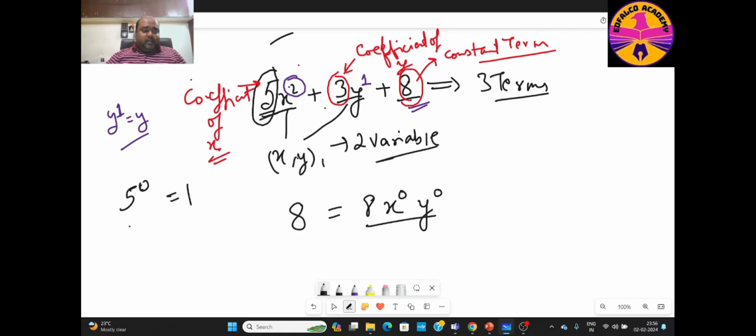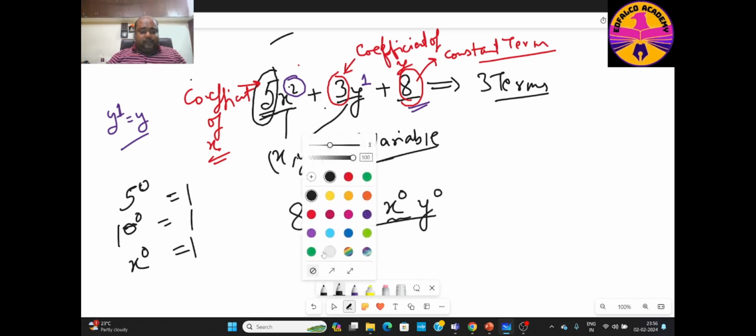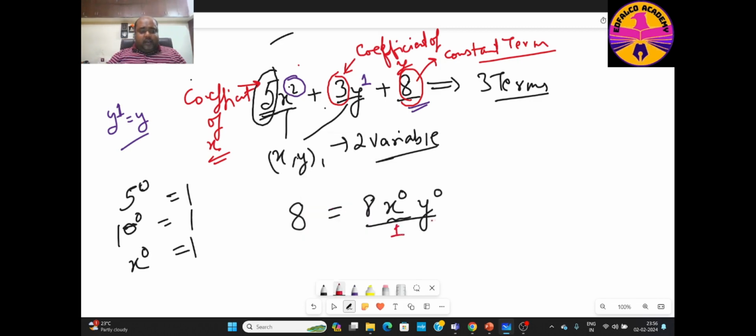is 1. You take 10 to the power 0, that's also 1. Any number, if you take x, y, or whatever variable you want to take, the value of anything raised to the power 0 is nothing but 1. So here 8 can be written as 8 into x to the power 0 into y to the power 0. Why? Because x to the power 0 is basically 1, and y to the power 0 is also 1. So you are basically doing 8 into 1, which is nothing but 8. Right? So therefore, the power of variable x and y in the constant 8 is basically 0 and 0 respectively.